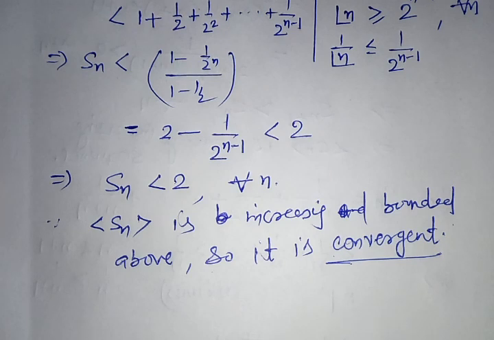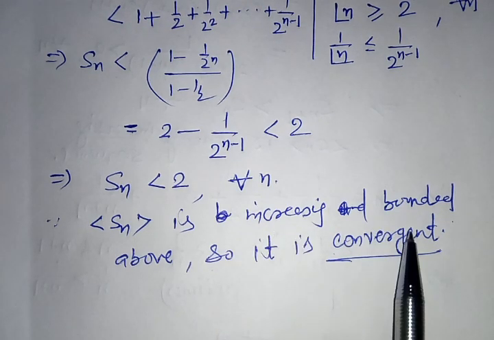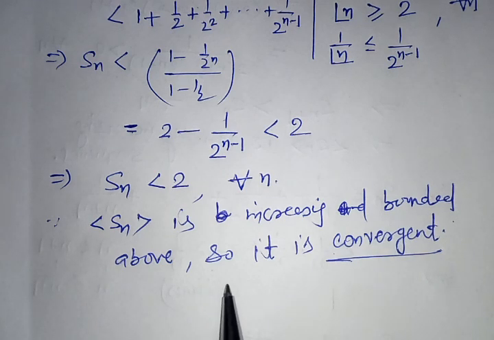Hence it is convergent. Okay, so if a monotonically or strictly increasing sequence is bounded above, then it converges to its supremum, so the sequence is convergent.